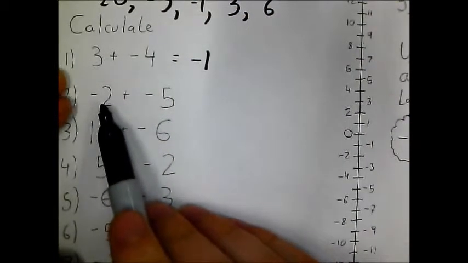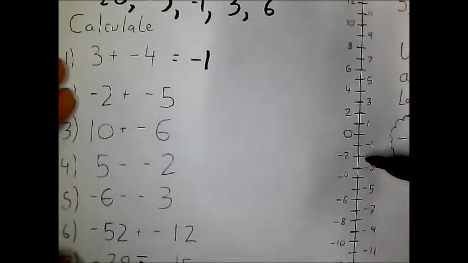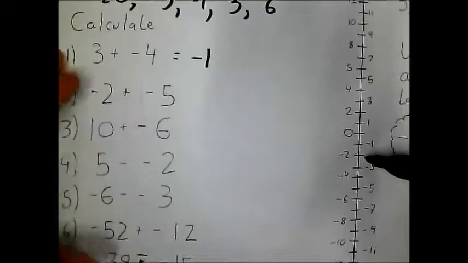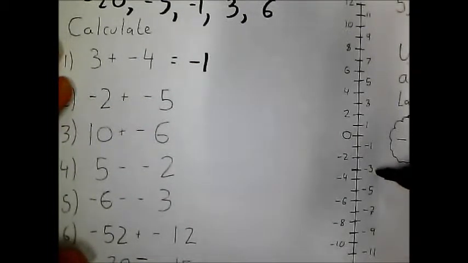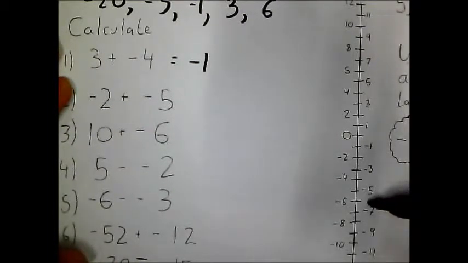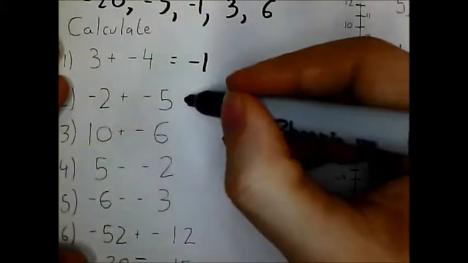Okay, this one here, I'm going to start at negative 2. And I'm going to go down 5, because I'm adding a negative number. So going down 5. 1, 2, 3, 4, 5, I end up at negative 7.